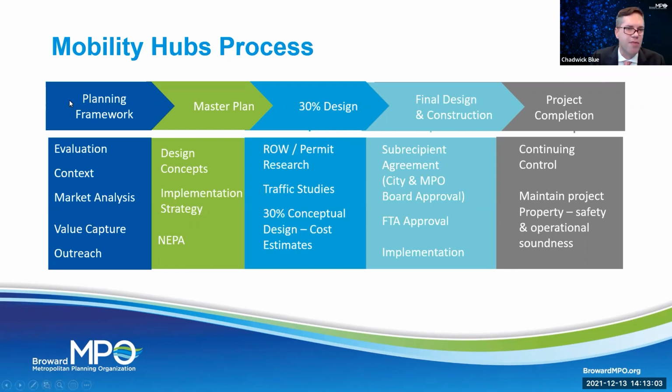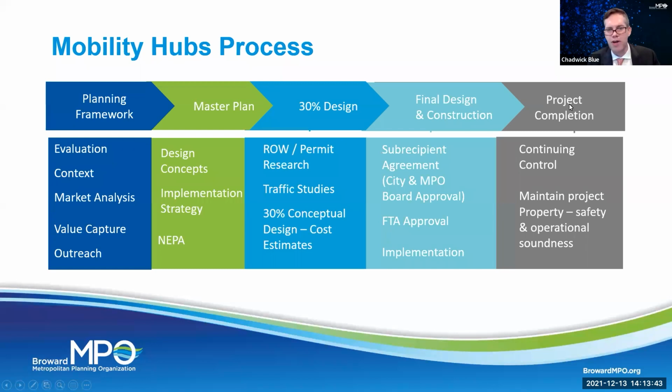All of those things in the planning framework then lead into the master plan development, which is design concepts essentially. It also includes implementation strategies, and then any sort of NEPA clearance or documentation that we need. That'll also be identified in the master plan. And so at that point, if you've done the master plan or you have an equivalent study that you can point to that highlights your transportation needs, then you can essentially move into design construction, which are these next three tabs here. And so you've got 30% design, you've got final design, and then project completion.